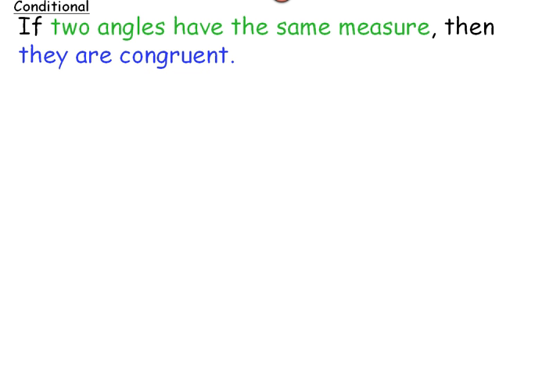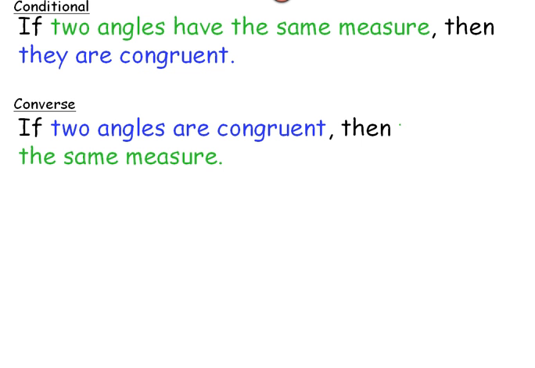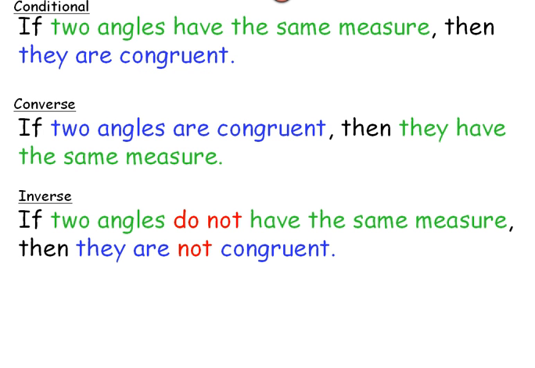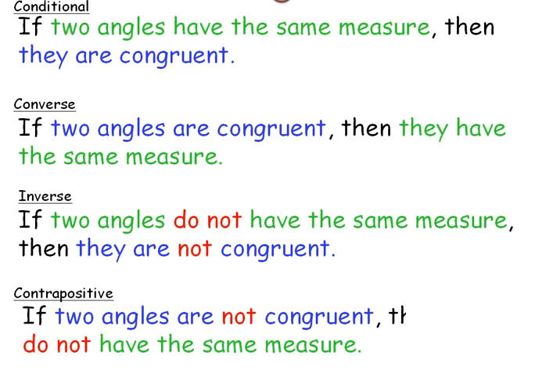So here's all four of them again. If two angles have the same measure, then they are congruent. That's our conditional. Here's the converse. If two angles are congruent, then they have the same measure. Here's the inverse. If two angles do not have the same measure, then they are not congruent. And then finally, here's the contrapositive. If two angles are not congruent, then they do not have the same measure.